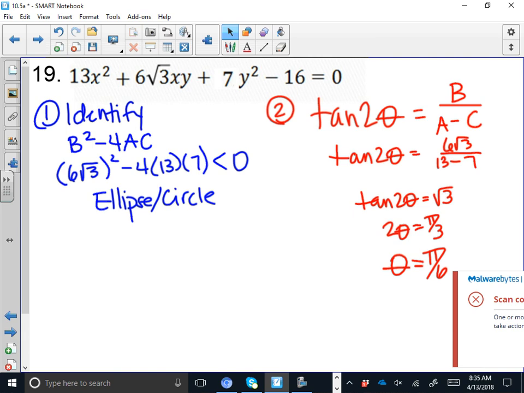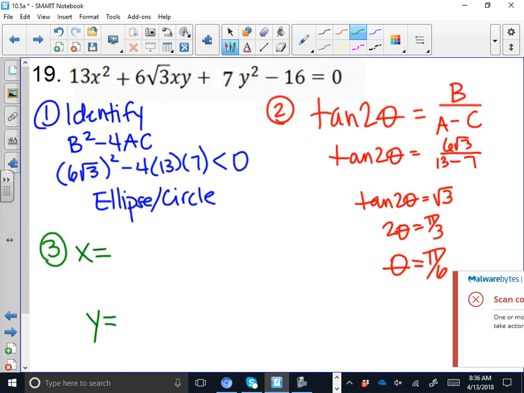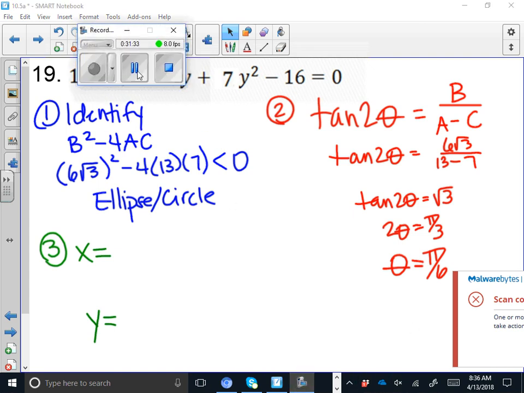Now let's figure out our substitution. Remember, x and y have those formulas. I'm not going to write them down. I want you to go through the process of finding them, recalling them, whatever. But I'm going to give you a few minutes to go through that.